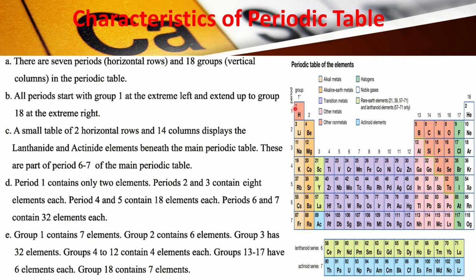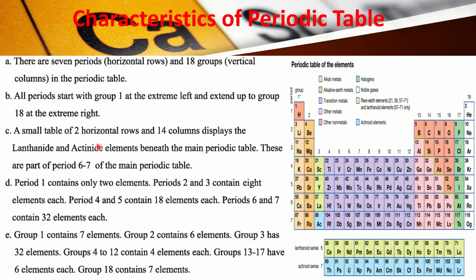This is the first period. There are only 2 elements, but the first element is in group 1 and the second element is in group 18. In this way, all the periods start with group 1 and end on group 18.